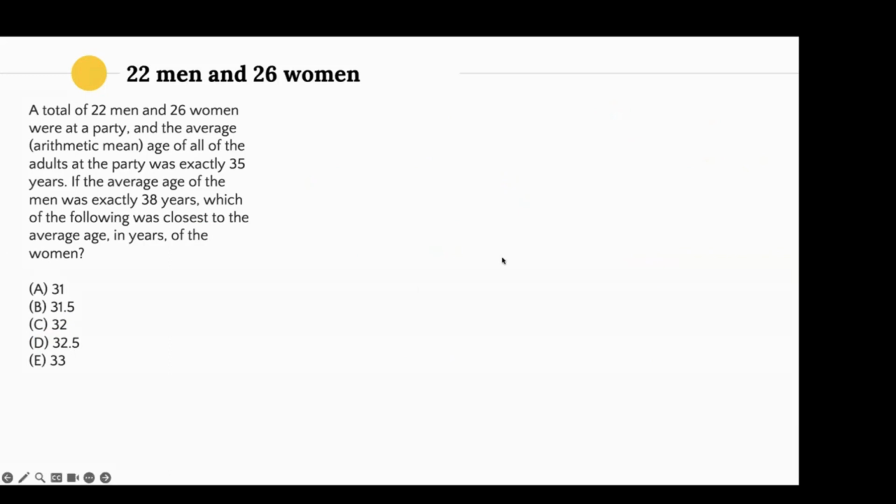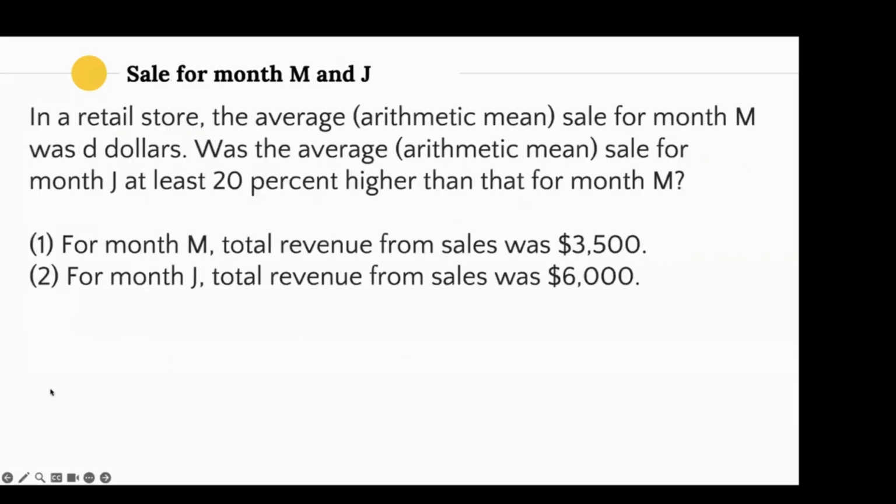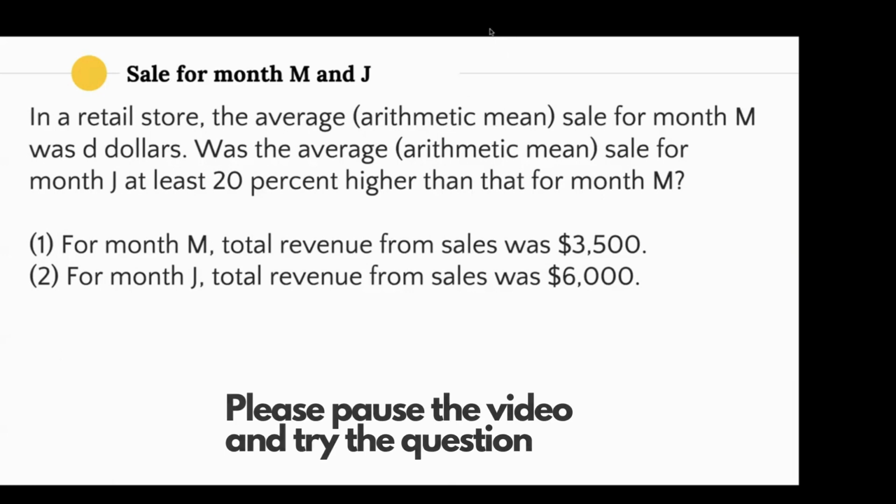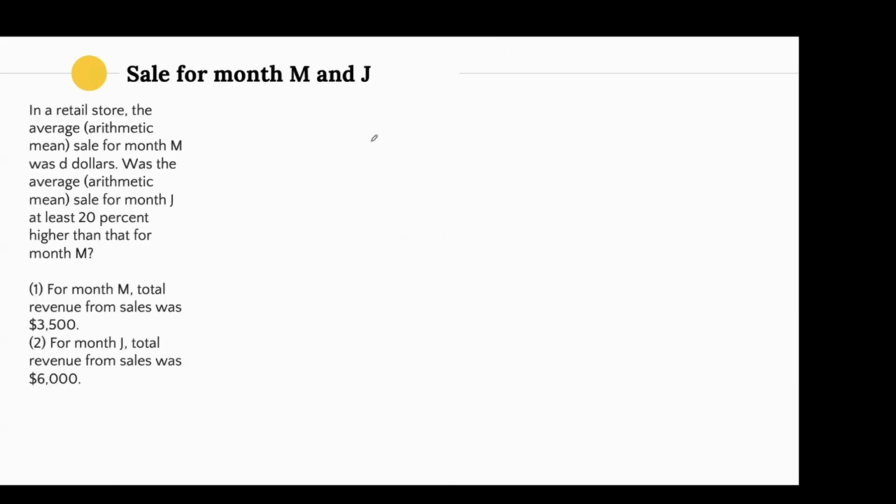Let's continue. Here's the next one. Okay, how would we calculate the average? Total by number of days. Total revenue divided by number of days. Okay, in a retail store, the average sale for month M was $D. So this means average sale per day. That's what I assume.